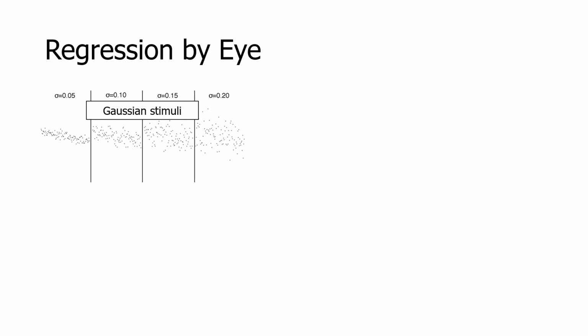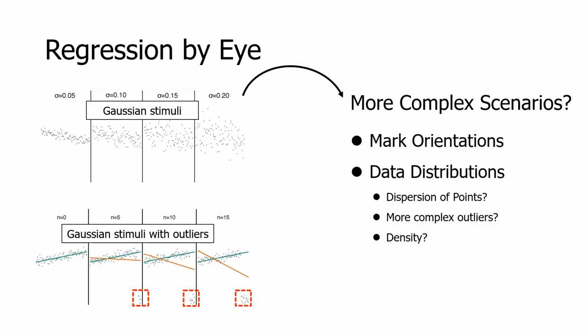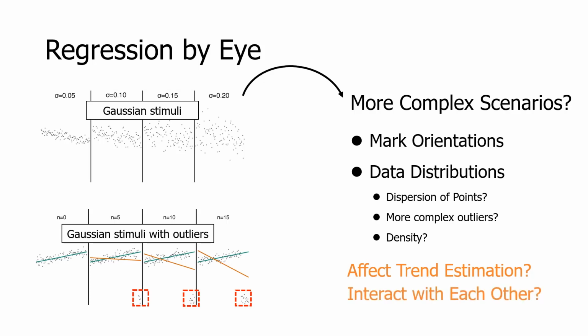Initial work suggests that people are able to perform a general sort of regression by eye with simple Gaussian stimuli and a single class of outliers. How about more complex scenarios, such as scatterplots with different mark orientations and those with different data distributions? How do mark orientation and data distributions affect trend estimation? And are there any interactive effects between these two factors?